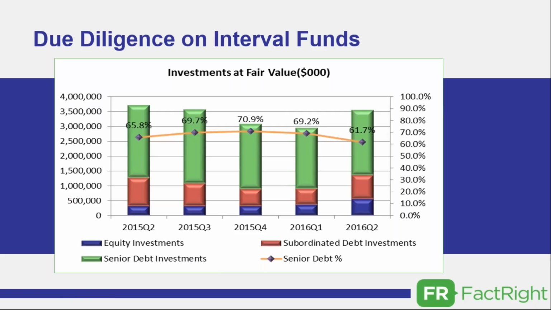Interval funds are living organisms with money coming in and coming out over time. Portfolios change from quarter to quarter, and an important aspect of due diligence is tracking portfolio changes over time. Key information can be pulled from regulatory filings and found in FactRight quarterly updates and in our Advisor Vantage Point reports.